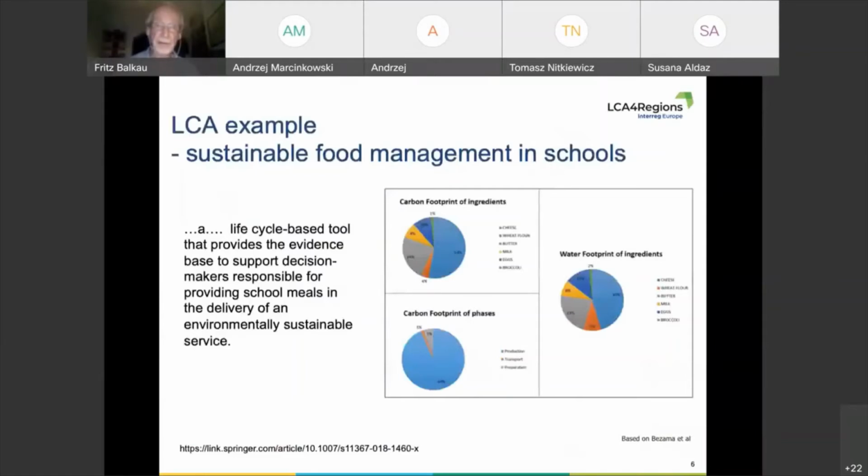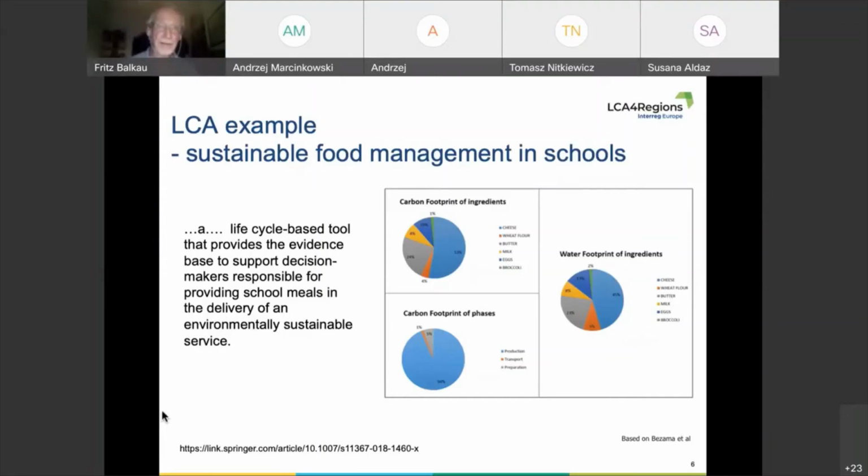Let's briefly look at a couple of life cycle assessment examples just to reinforce the breadth of application. Mostly we see LCA focused on industrial applications, on industrial products, whether it's steel or paper, or this is an example of sustainable food management in schools, looking at carbon footprints and water footprints of what children eat in the school lunch. And a life cycle assessment brought up some really interesting conclusions from this, which led to some action to modify the school lunch.